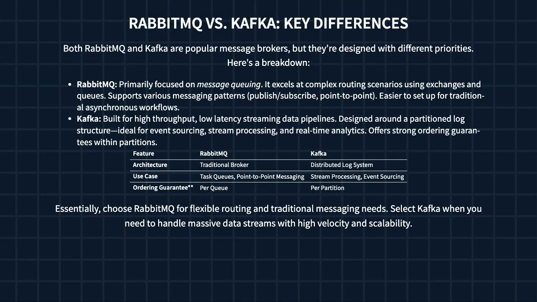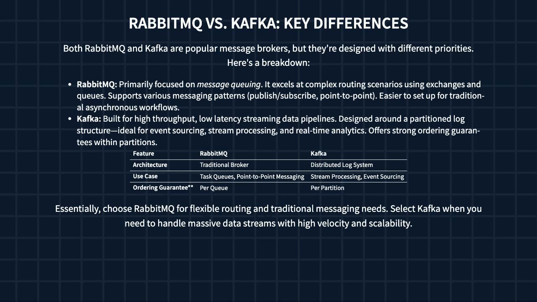Let's talk about a common question in interviews: how do RabbitMQ and Kafka compare? Think of RabbitMQ as being great at managing individual tasks. It's like a reliable post office that directs messages to the right place based on complex rules. On the other hand, Kafka is built for speed and scale. It handles huge streams of data really well, almost like a continuous conveyor belt. It's excellent when you're dealing with things like real-time analytics or building systems where data needs to flow quickly from one point to another.